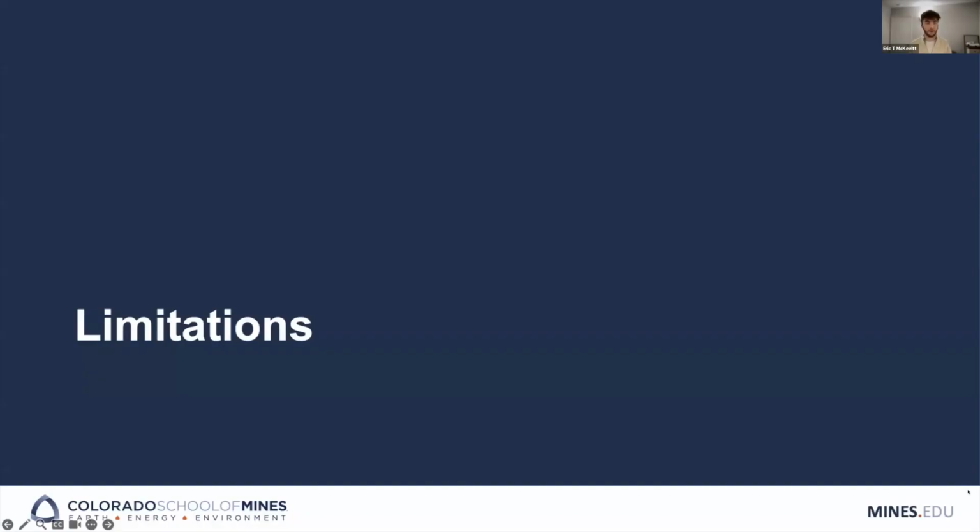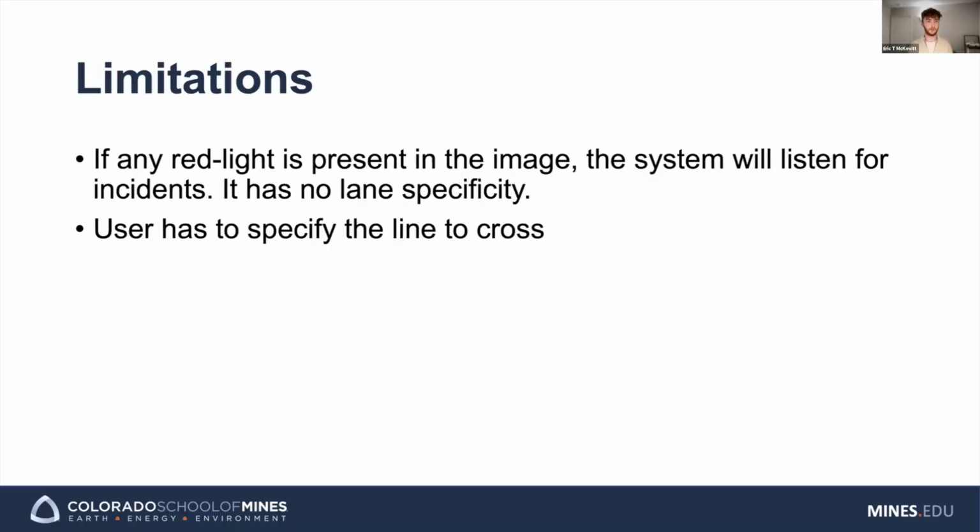Okay, and so now that we've seen the demo, let's go ahead and discuss some of the limitations of this system. So the first one is that if any red light is present in the image, the system will listen for incidents, meaning it has no lane specificity. And this is obviously a big issue. So if one lane has a red light, but the other ones are free to go, those lanes that are free to go shouldn't be flagged as having a violation. This is obviously a big flaw, but solving it would most likely require a machine learning solution and would be out of the scope of this class.